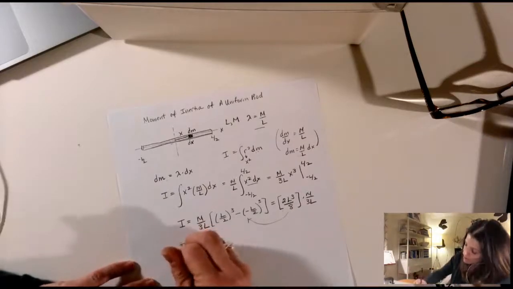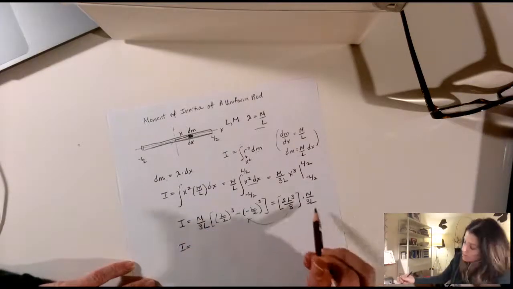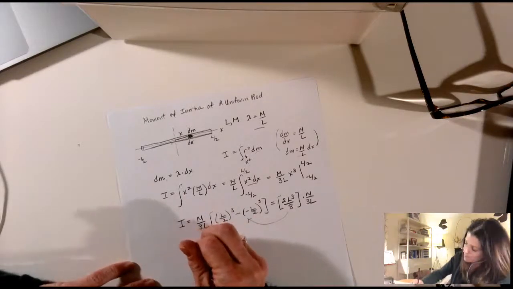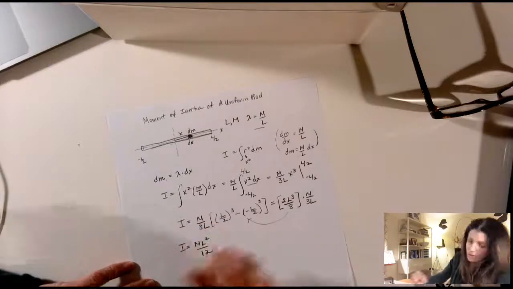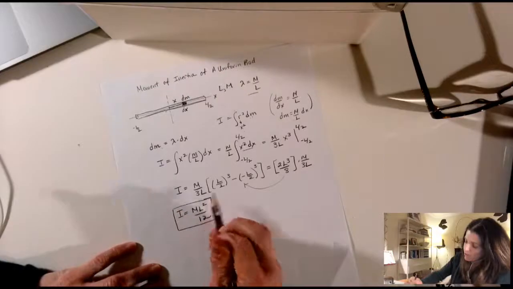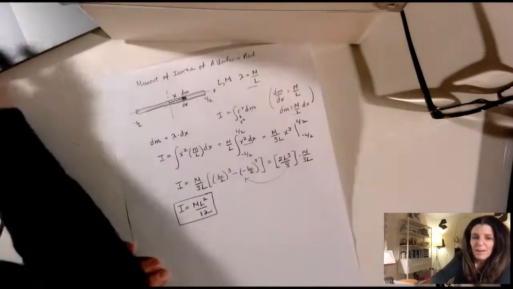Now I get my moment of inertia, and I just do a little bit more cancellation, and I get that this equals ML squared over 12. And that's the accepted moment of inertia for a rod about the center of mass. Okay, next thing.